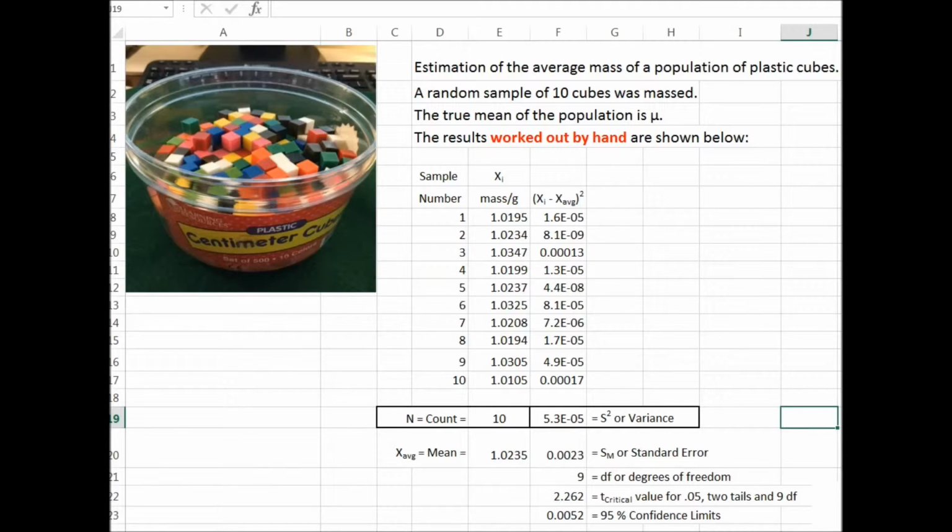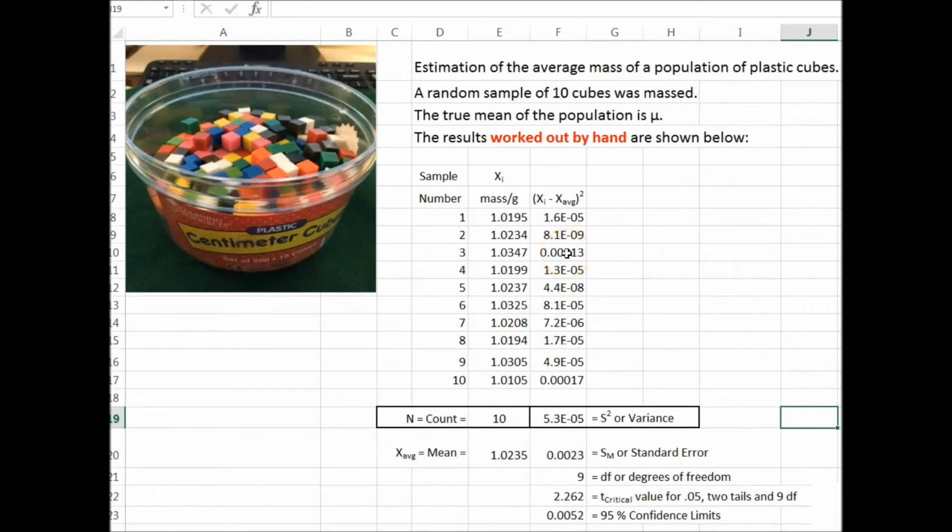Okay, we're finally ready to look at our data and work it up. Again, we're trying to get an estimate of the average mass of a cube in this container of 500 cubes. That's the population. So we're taking a sample of 10 cubes, measuring their individual masses. Those are the x sub i's, the individual masses. We have a count of 10, and we calculate the mean in the usual way, sum up the values and divide by 10. That's what we get, 1.0235 as our mean.